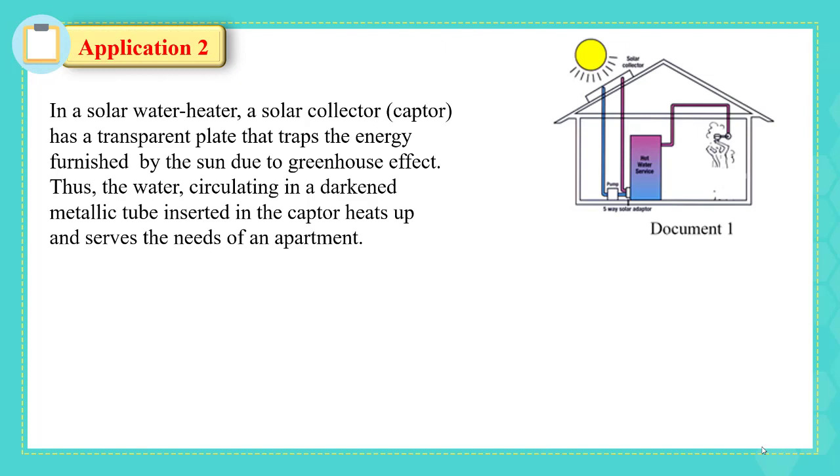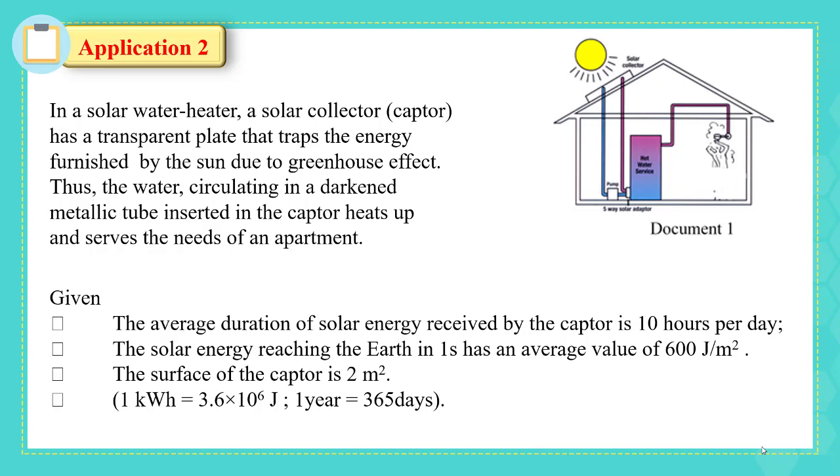In the second exercise, we have a solar heater that collects solar energy to heat up the water. Recently, the solar water captor is used frequently and usually it is installed on the roof surface of a home. In the given of this exercise, the working time of this captor is 10 hours per day. The energy received by the earth in 1 second is 600 joule per meter square. The surface area of the captor is 2 meter square.